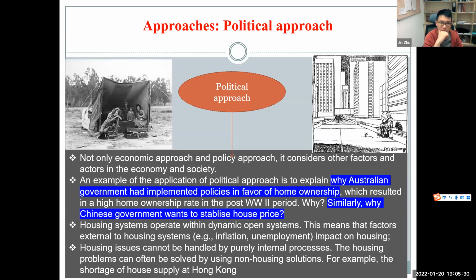And also, for example, the shortage of housing supply in Hong Kong. I think this issue has plenty of political discussion, and also whether the land supply is insufficient. And nowadays, there is the very heated discussion about the Northern Metropolis of Hong Kong. So I think the political approach is also very important.